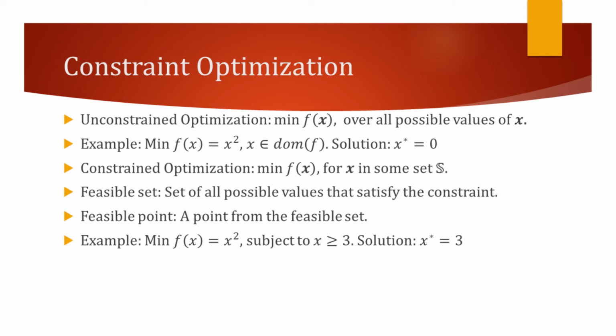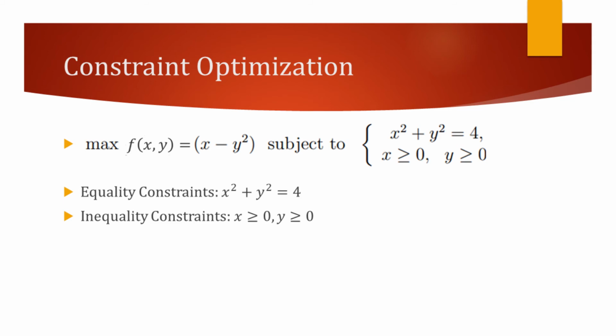Let's now look at a sample of how the constrained optimization problem is usually presented. First, the problem states whether to maximize or minimize the function. In our example, we are told to maximize the function of two variables. What follows next are the constraints that the optimization is subject to. In our example, we have one equality constraint and two inequality constraints.